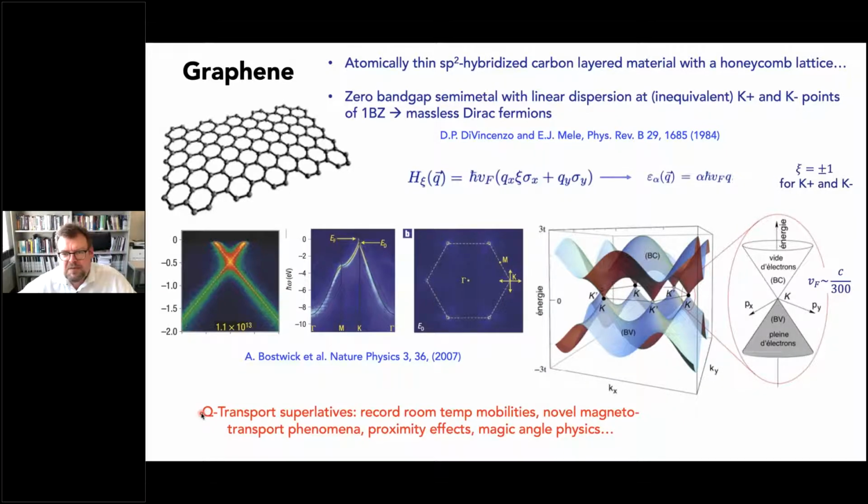So I don't dispute, and I won't dispute, and I shouldn't dispute that graphene has many superlatives in terms of its quantum transport properties, things like record room temperature electron mobilities, a very interesting magnetotransport behavior, more recently magic angle physics, which means if you make a bilayer of these materials for one particular relative angle between the two layers, you get remarkable things like flat bands and superconductivity and strongly correlated physics. So there's a gold mine of beautiful physics in graphene materials.